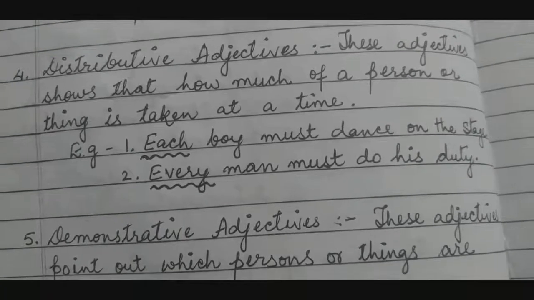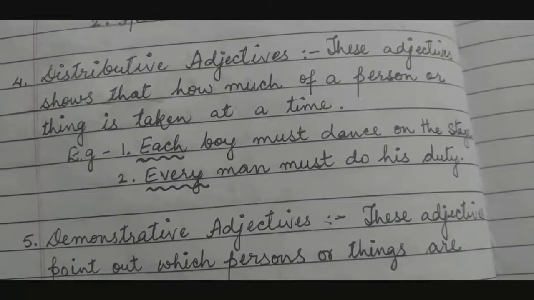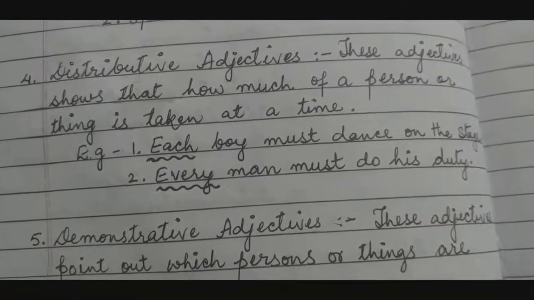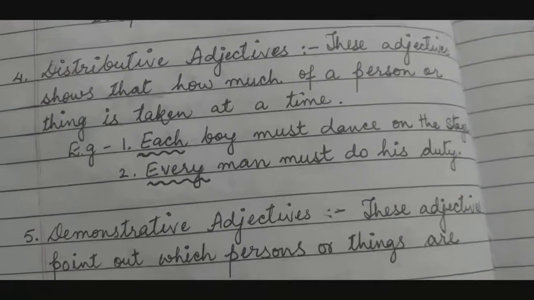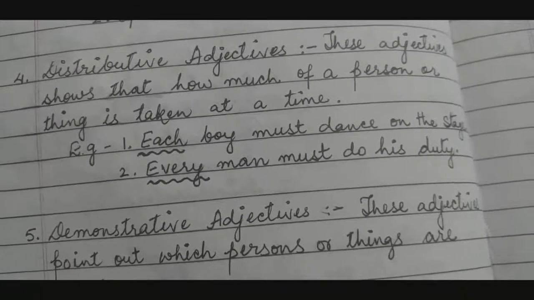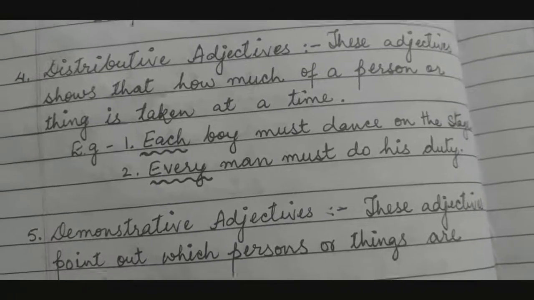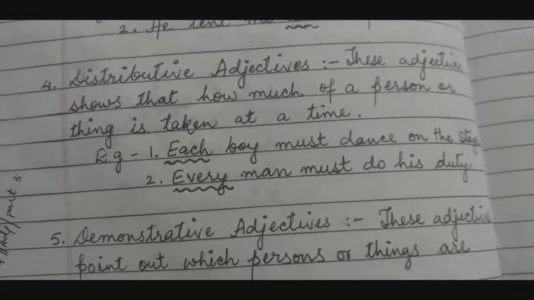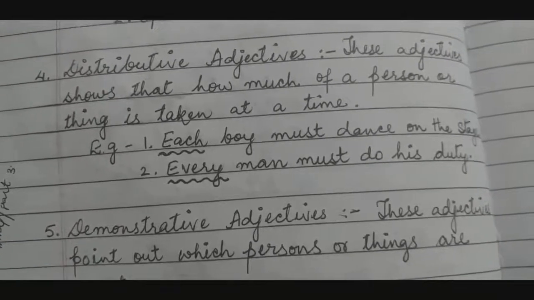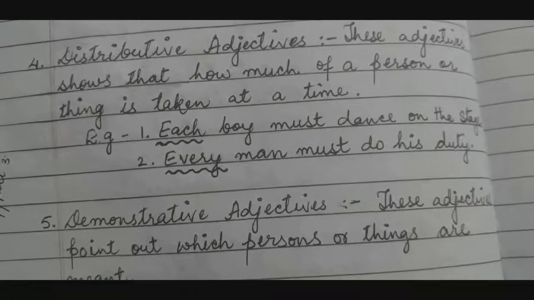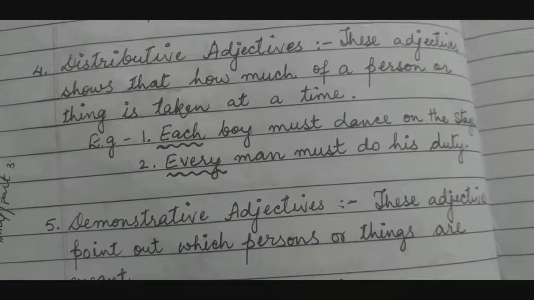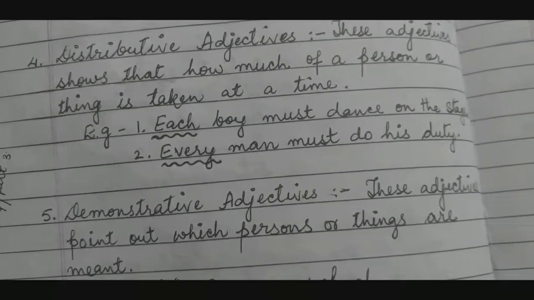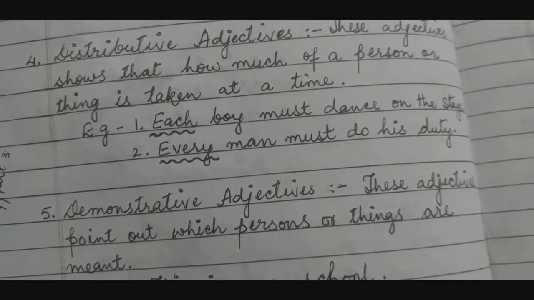So today, students, I am going to cover the remaining part of the chapter, that is adjectives. As I have told you, I have divided the chapter into two parts. In the previous video I taught you the first part, the definition of adjective and kinds of adjectives, and in kinds of adjectives I covered three points: adjectives of quality, adjectives of quantity and adjectives of number. Here in this video I am going to cover the remaining 4 kinds of adjectives.